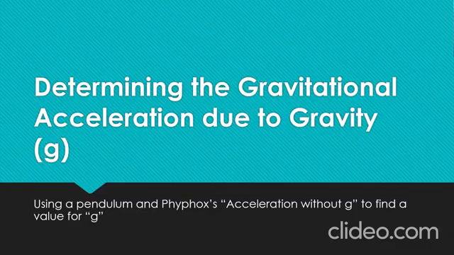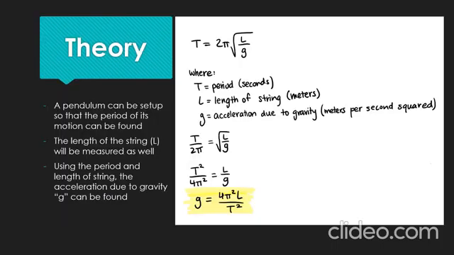In this method, the acceleration due to gravity will be found using Phyphox's acceleration without g sensor and a pendulum. In this equation, the period T is equal to 2 pi times the square root of L over g, where T is the period measured in seconds, L is the length of the string in meters, and g is the acceleration due to gravity in meters per second squared. This equation can be manipulated to solve for g, which equals 4 pi squared times L over T squared.